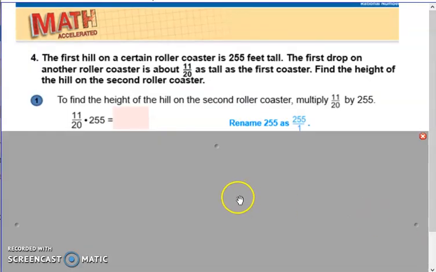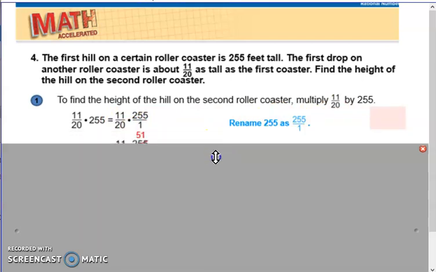Okay, let's look at one more. So the first hill on a roller coaster is 255 feet tall. The first drop on the roller coaster is 11/20 tall. Find the height of the hill for the second roller coaster. So what they want you to do is change this 255 into 255 over 1, because when you multiply, it's kind of like a placekeeper, so it makes you more successful at doing it.